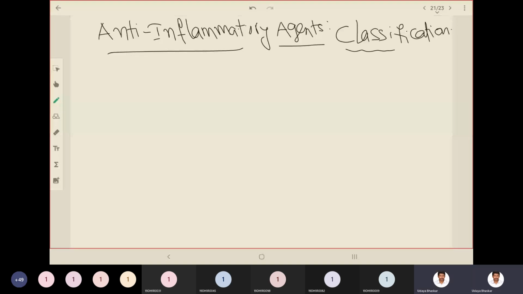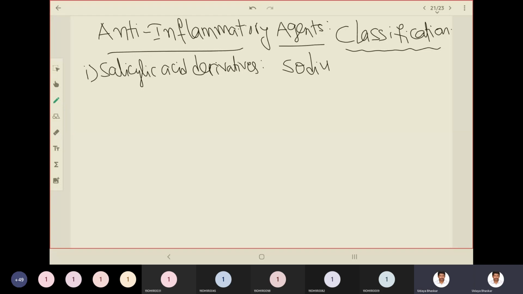So it does have 9 types of chemical moieties. First one is salicylic acid derivatives. So the examples are very common over-the-counter drugs you might have prepared in your laboratory in your first year also.